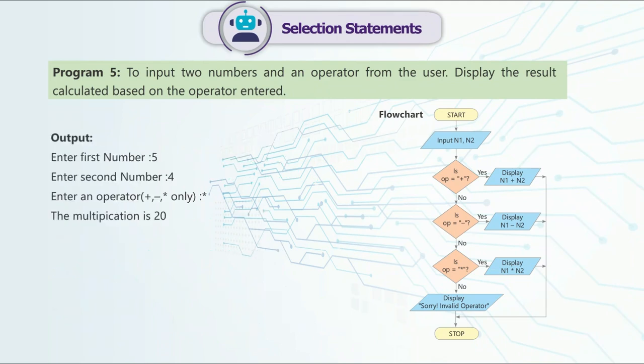Output. Enter first number 5. Enter second number 4. Enter an operator plus, minus, asterisk, multiplication only: The multiplication is 20.